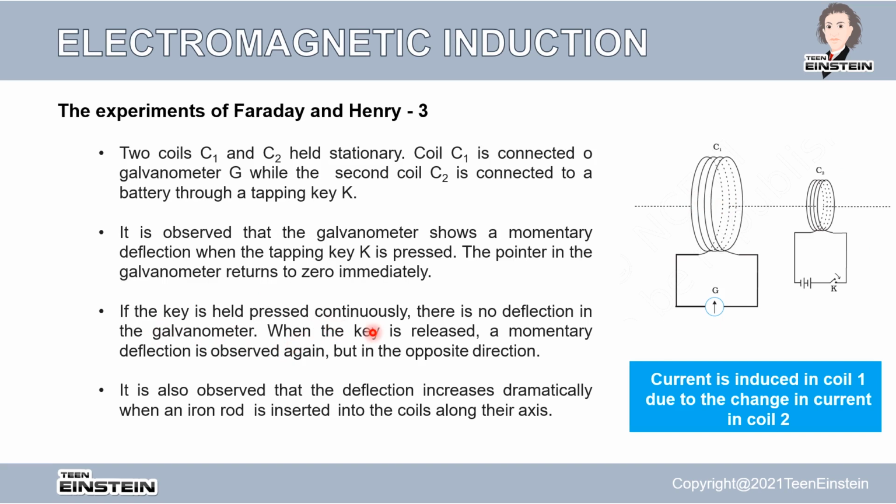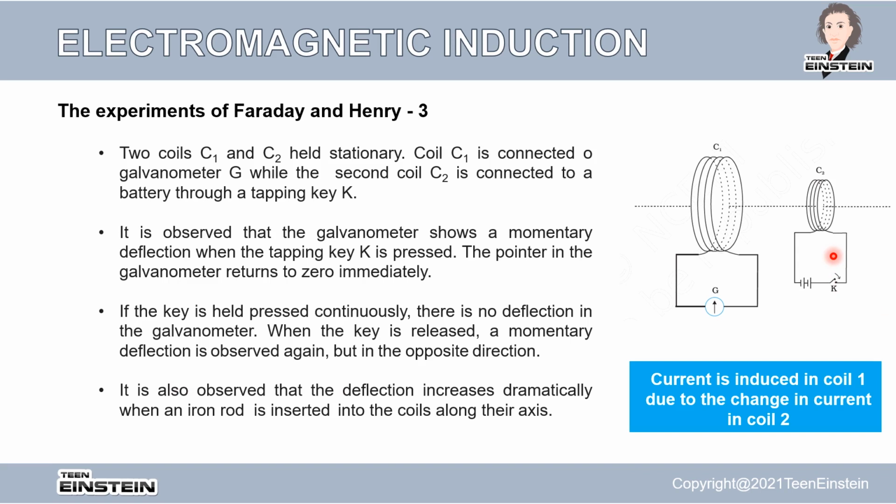If the key is held pressed continuously, there is no deflection in the galvanometer. When the key is released, the momentary deflection is observed again, but in the opposite direction. So what do they mean by when the key is released? You open the key, so you are again reducing the current from I to 0.